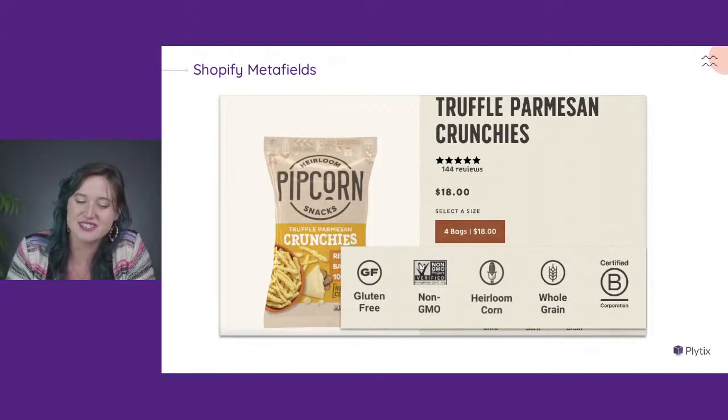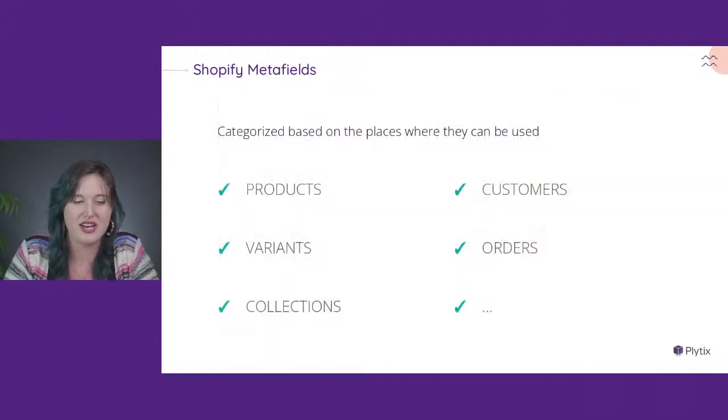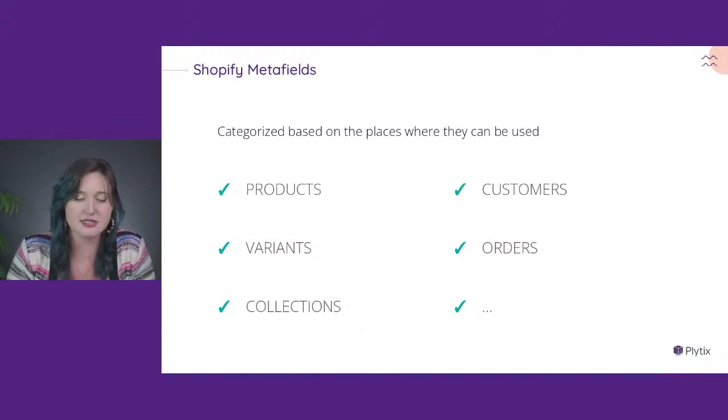By default, Shopify offers you great data storage in your store admin, but that's common for all stores. Therefore, using Metafields, you can store unique data about any object you want in your store. All right, next, let's talk about the different types of Metafields. Basically, Shopify Metafields are categorized on where they can be used within your store. You can use Metafields for products, variants, collections, customers, and orders.